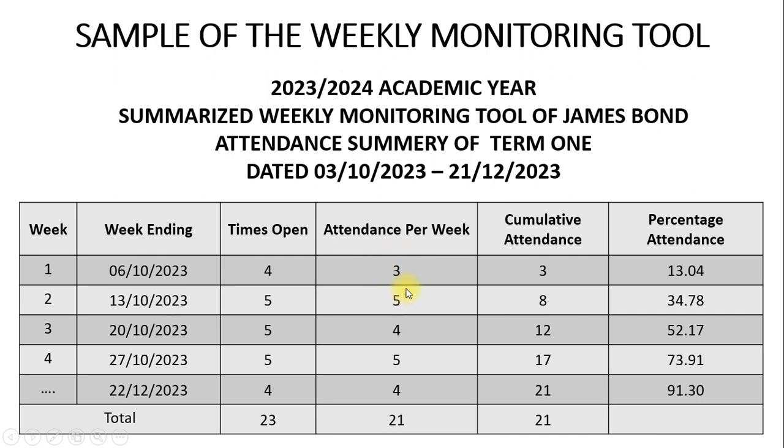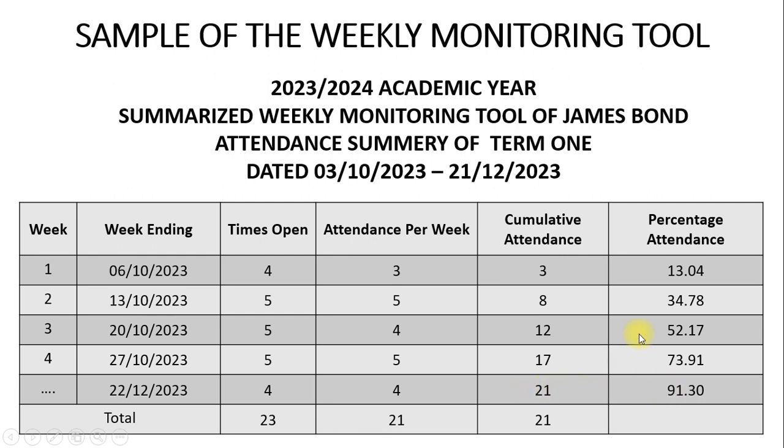So week 1, how many days? Week 2, how many days? Week 3, how many days? Do the calculation and put it there. Then your cumulative attendance is the addition of the previous week to the next one. So you keep on doing that. Now see, your attendance per the week and your cumulative attendance, the totals need to be the same.